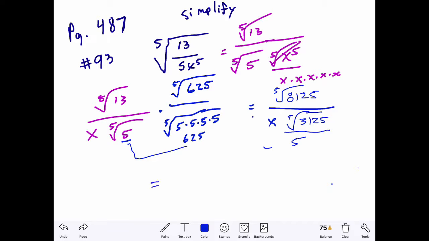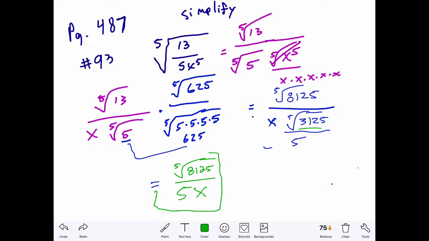Okay, so that's now the 5th root of 8,125 over, well, the 5th root of 3,125 here is 5, and then I've got an x too. Okay. So I've simplified here to the 5th root of 8,125 over 5x, and that's fully simplified.